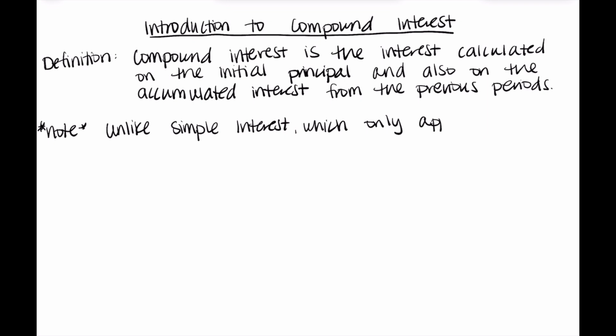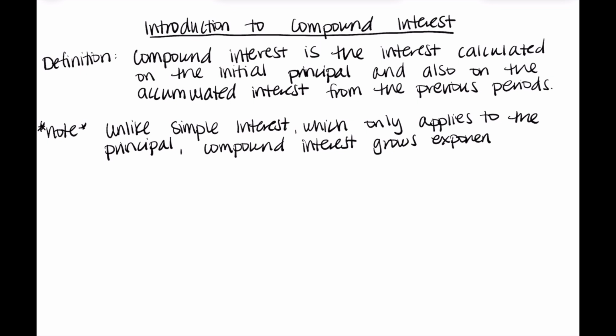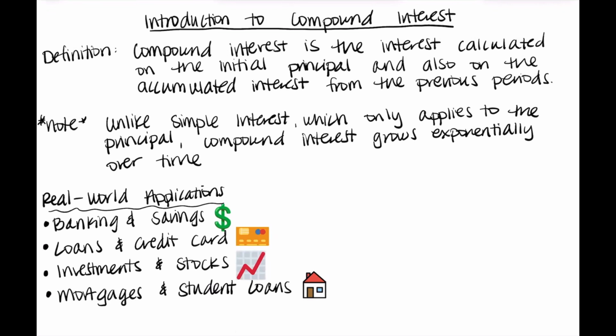So first off, banking and savings. This can be referred to as the interest earned on savings accounts and on fixed deposits. That would be compound interest. Also on loans and credit cards, right? The interest charged on unpaid credit card balances. We could also see it in investments in stocks, how money grows in stocks, bonds, and retirement funds, and also on mortgages and student loans. The amount owed increases due to compounding.